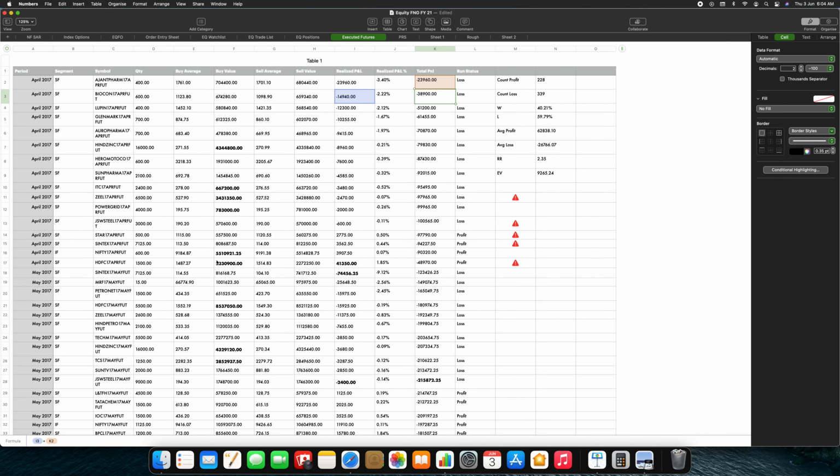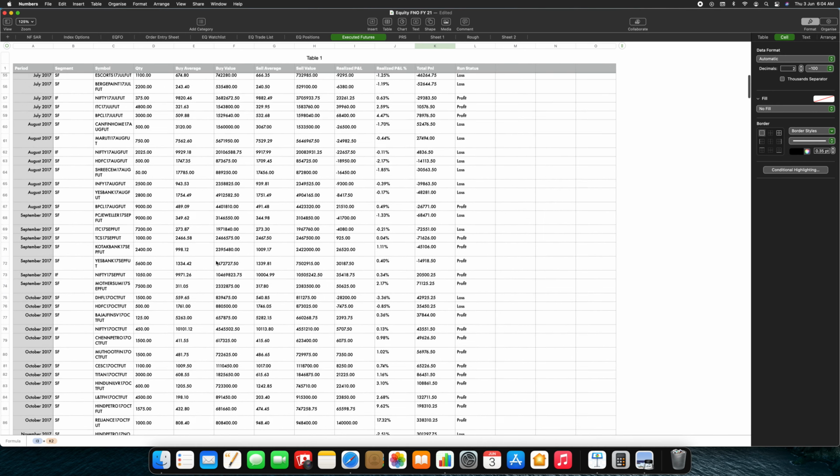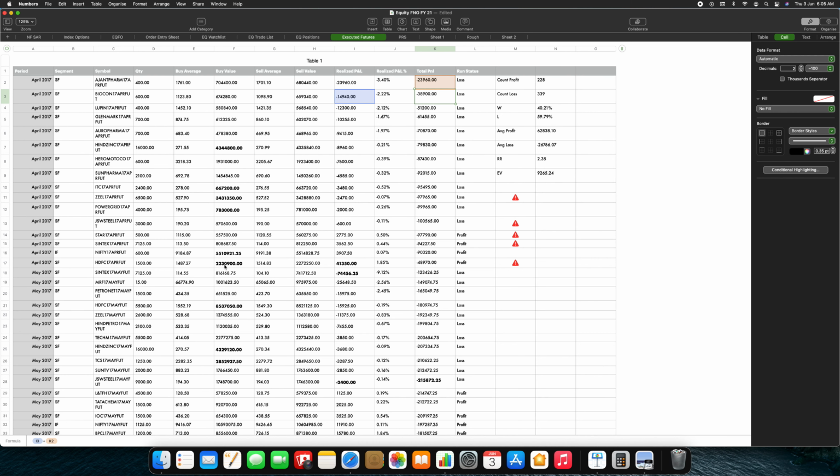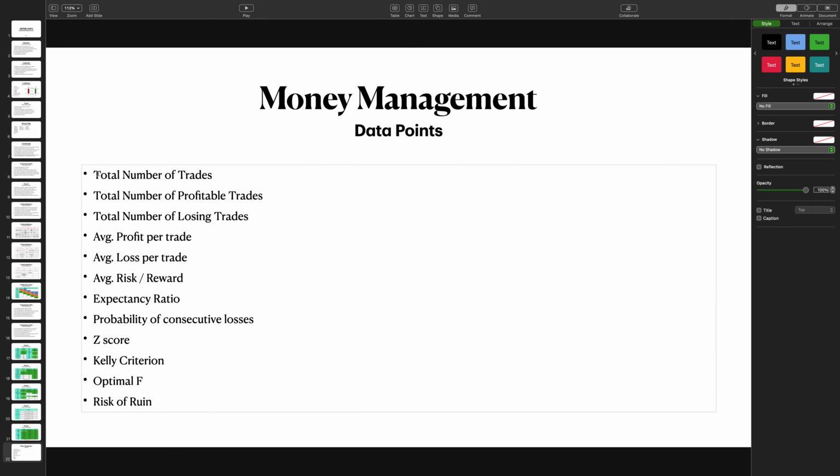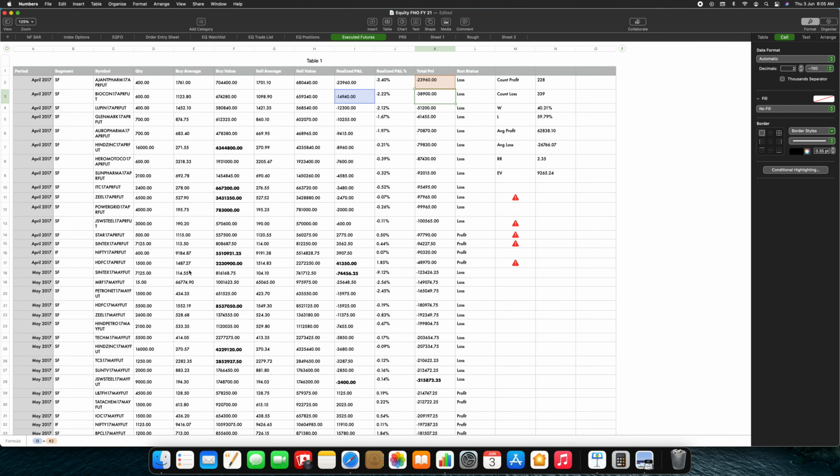Now, once you have done all of this, the next step in terms of identifying money management is, I'll just direct you to a slide now. What we want to do is first calculate the total number of trades that we have taken. Since the June series is ongoing, I will not exclude the trades that we have taken in the June series, but the total number of trades that I have taken actually are 567.